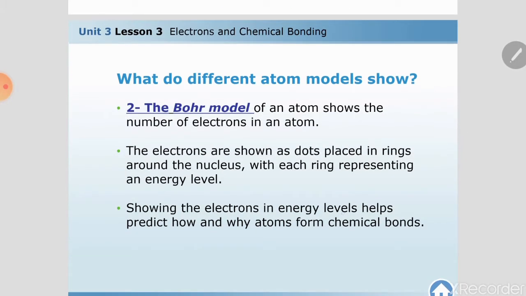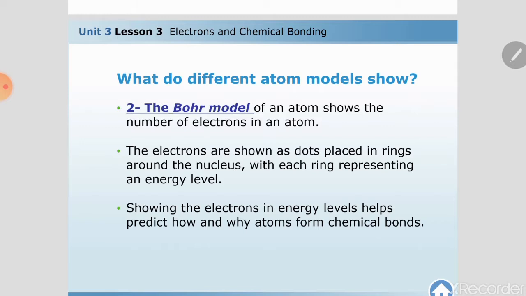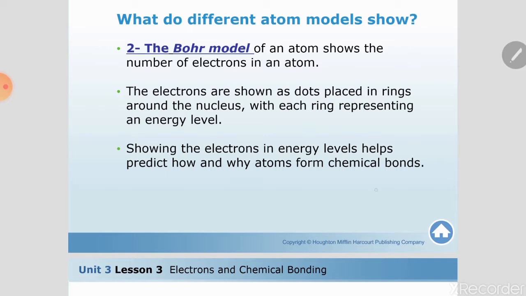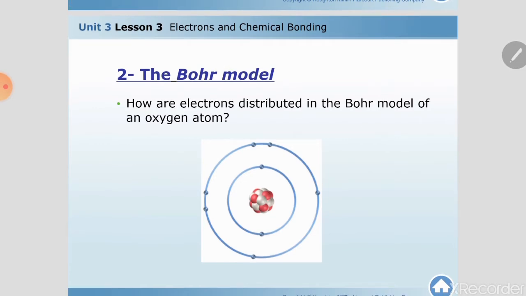The second one, and this is the best for studying, the Bohr's model of the atom, shows the number of electrons clearly. It shows the energy levels. The electrons are shown as dots placed in rings around the nucleus, with each ring representing an energy level. Showing the electrons and energy level helps predict how and why atoms form chemical bonds. This is the Bohr's model.